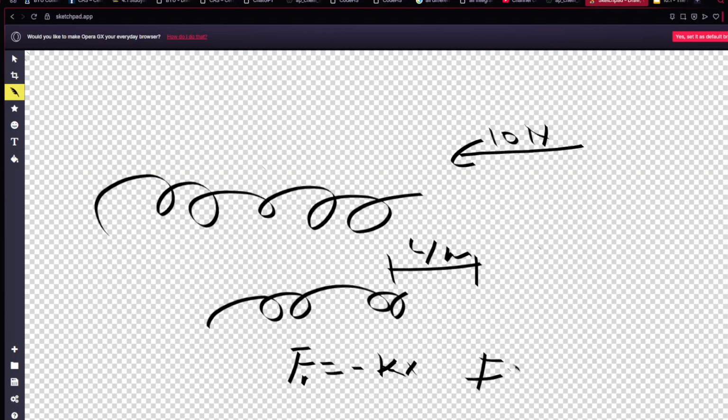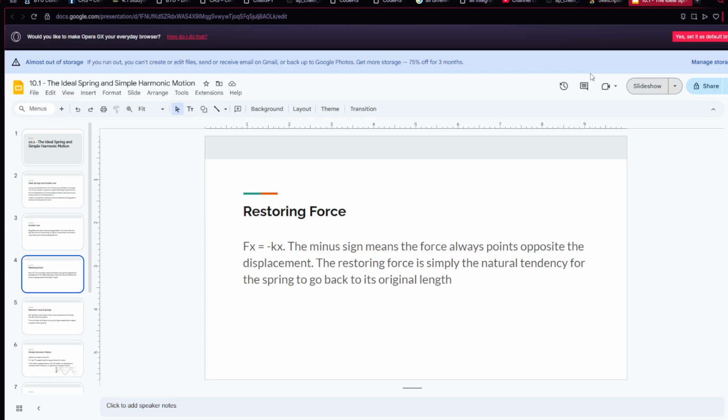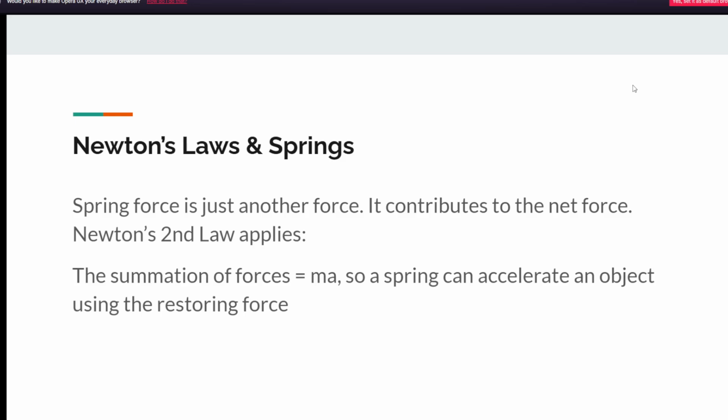I'll put FR, and we'll say that this is FA, for F applied, which is kx, such that the net force is equal to FR plus FA, which is equal to 0, which means that there will be no net displacement. If you stop this Newton force here, the spring will go back to its original unstrained length, which is what the restoring force means. So the restoring force is the spring's natural tendency to return to its unstrained, natural state, essentially.